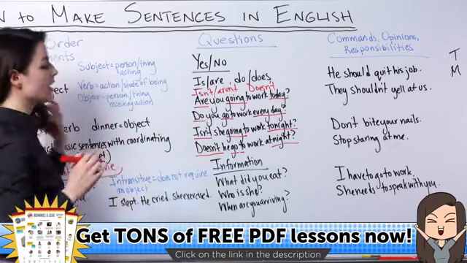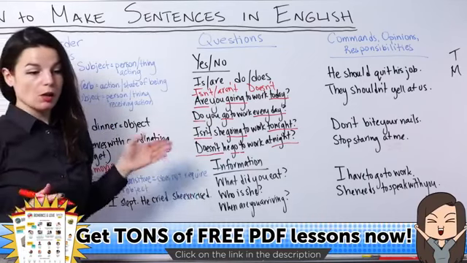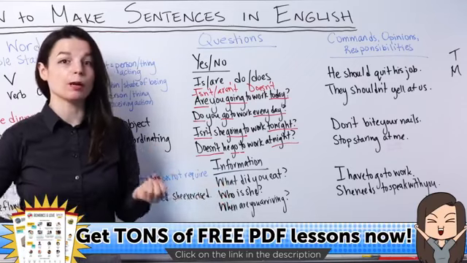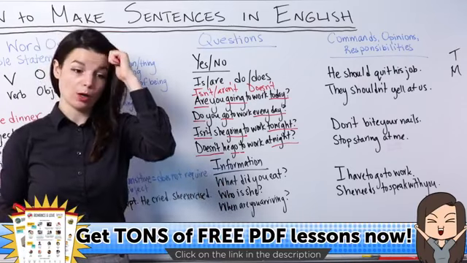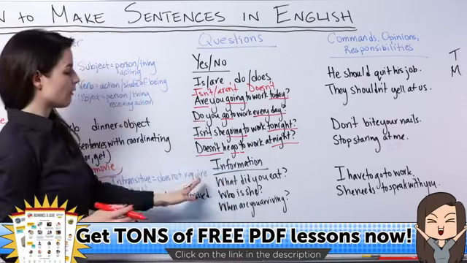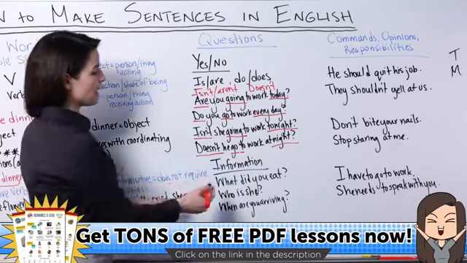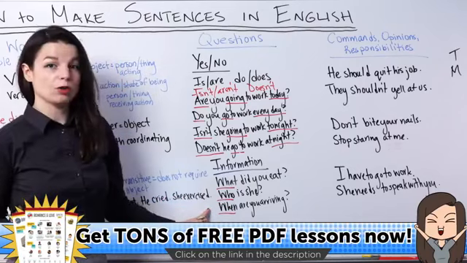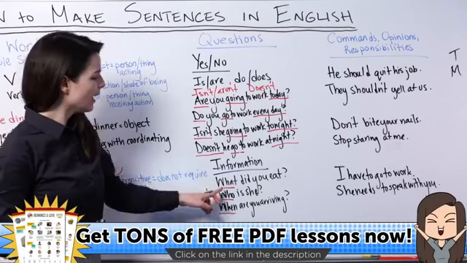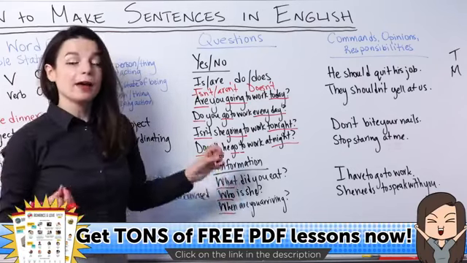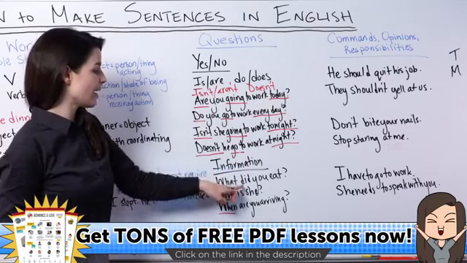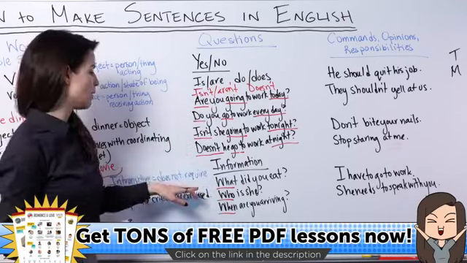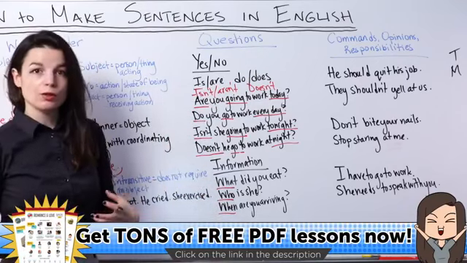The second part is about information questions. When I say information questions, I mean questions that use those WH words: who, what, where, when, why, how. So just a few examples. We begin our question with the WH word, and then we'll use these same helping verbs again: do, does, is, or are.